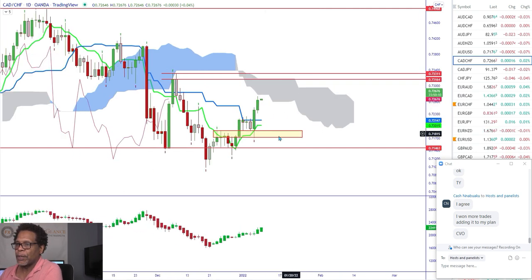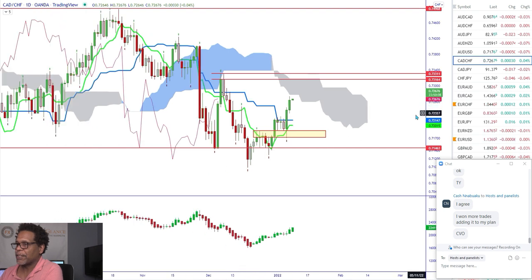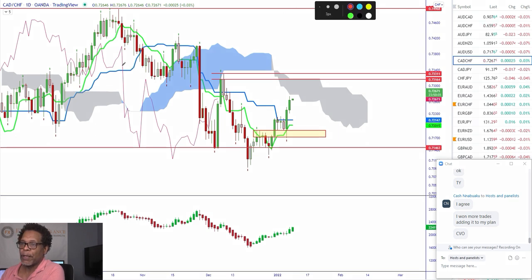Now the other thing is, you're not getting a directional change until Chikou span breaks above Kijun-sen. To make a new low, Chikou span broke below Kijun-sen right here. To change this direction, Chikou span needs to break Kijun-sen right here. Hasn't happened yet.